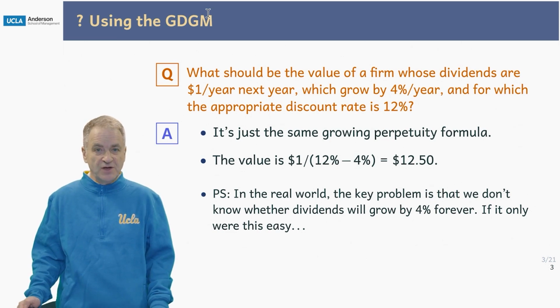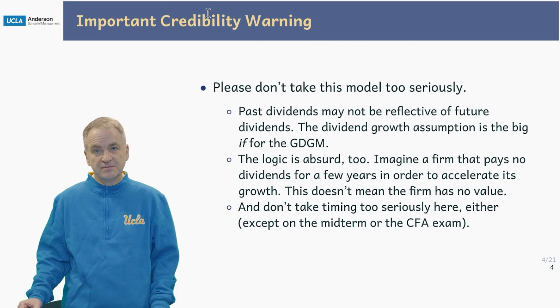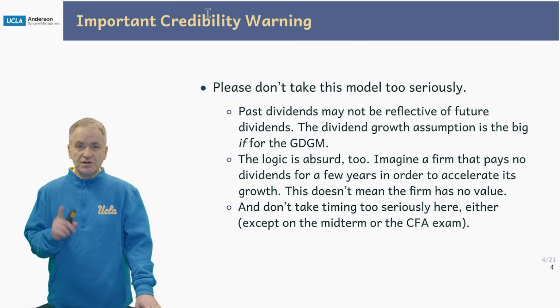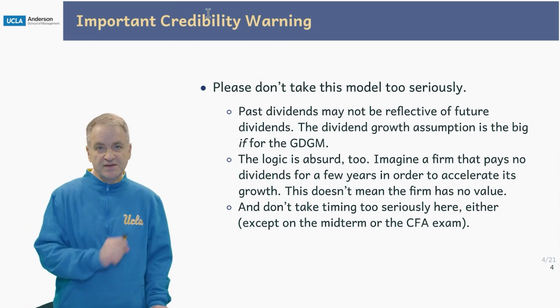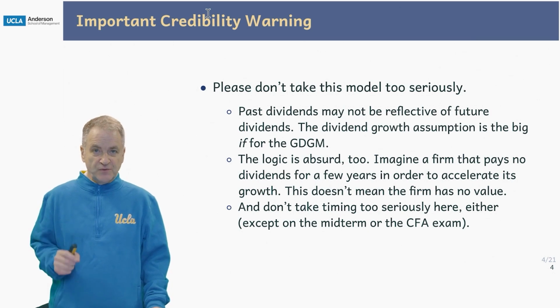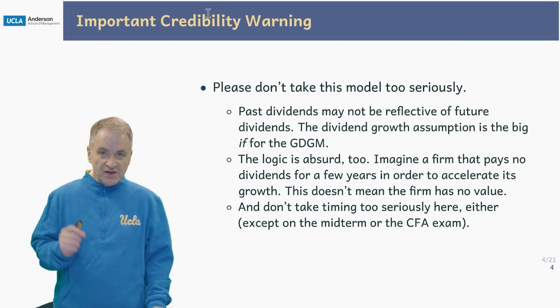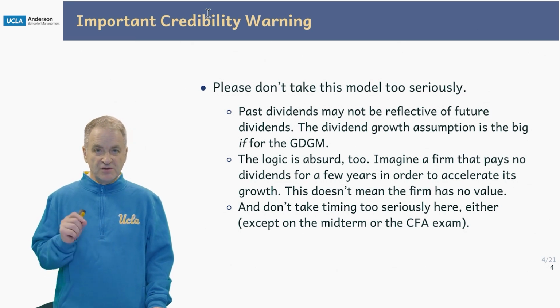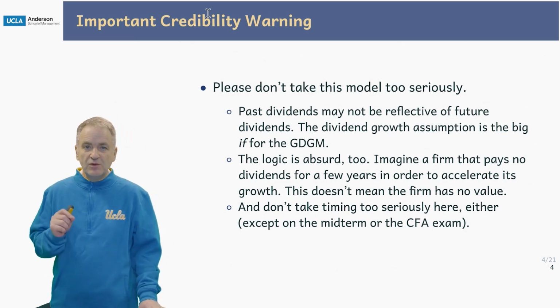Of course, in the real world, the key problem is that we don't know whether dividends will grow by 4% forever. If it only were this easy. Please, don't take this model too seriously. Past dividends are very often not reflective of future dividends. The dividend growth assumption is the big if for the Gordon Dividend Growth Model. And in a sense, the whole model is absurd.